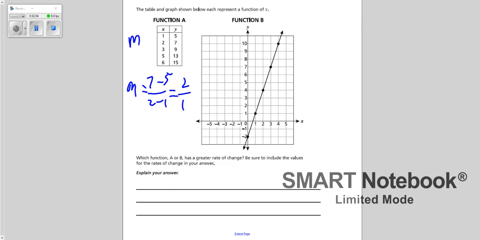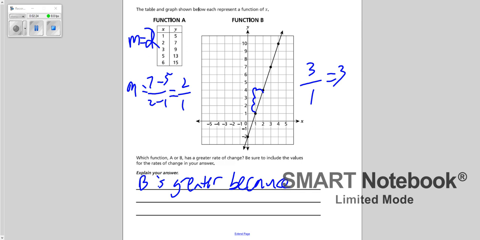So the slope of function A is 1. I'm sorry, it's 2. And on the graph, I'm going to do rise over run. 1, 2, 3, 1. So 3 over 1, so it's 3. So which one has a greater? B is greater. Because 3 is greater than 2. Good luck reading that. If you're listening, then you know what it says.